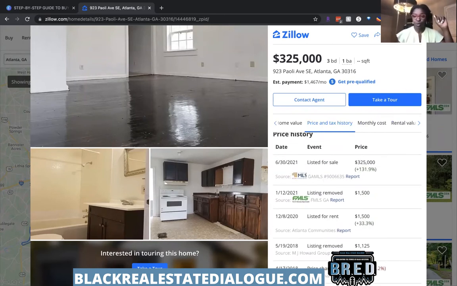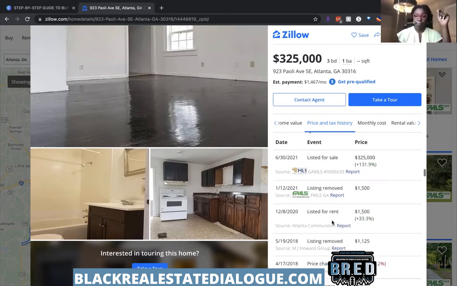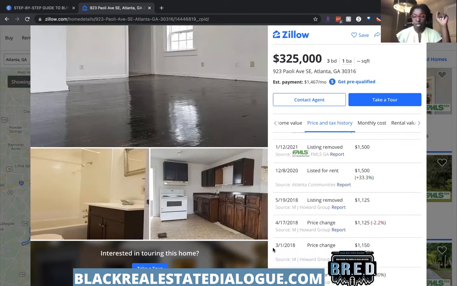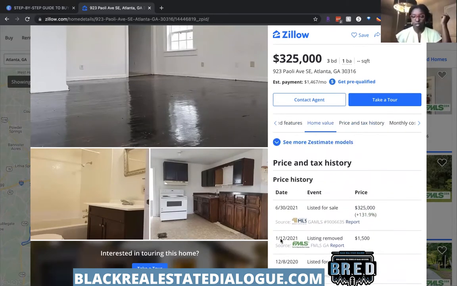Let me show you right here. So there's a price history on Zillow, which is a very useful tool where you can see historically what the property was being rented out for, right? So here we see in 2018, it was renting for $1,100, but let's look at the latest one, right? January of this year, it was rented or potentially rented for $1,500, right?